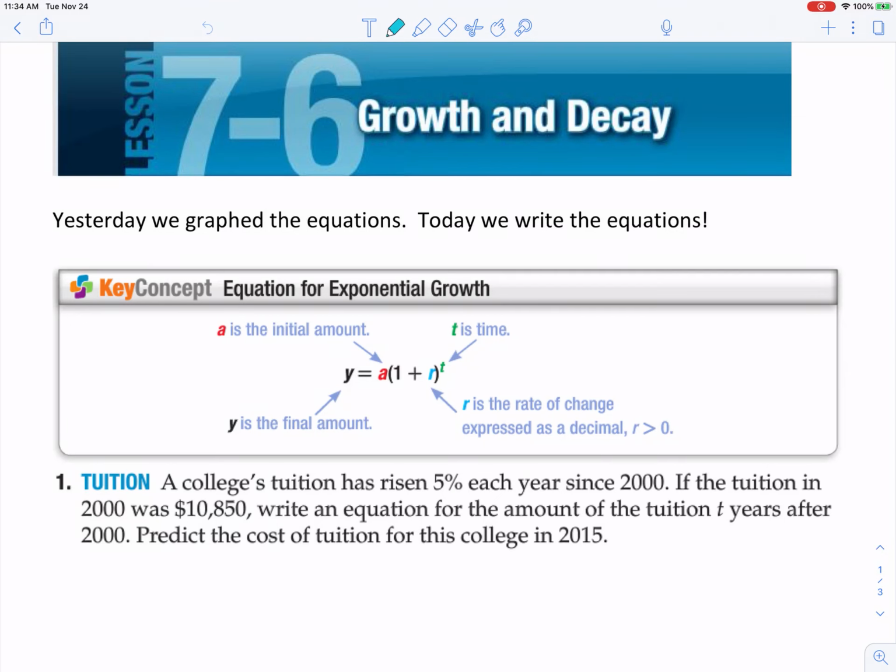All right, so yesterday we were graphing some equations. Today we get to write them on our own, and it's going to be predominantly through word problems. So there's some variables you're going to want to know.